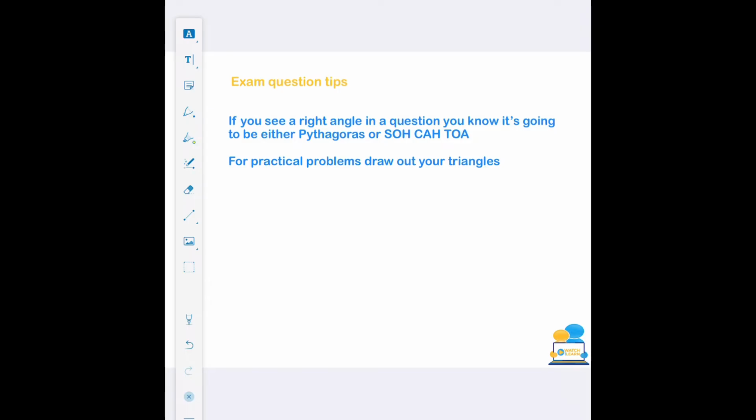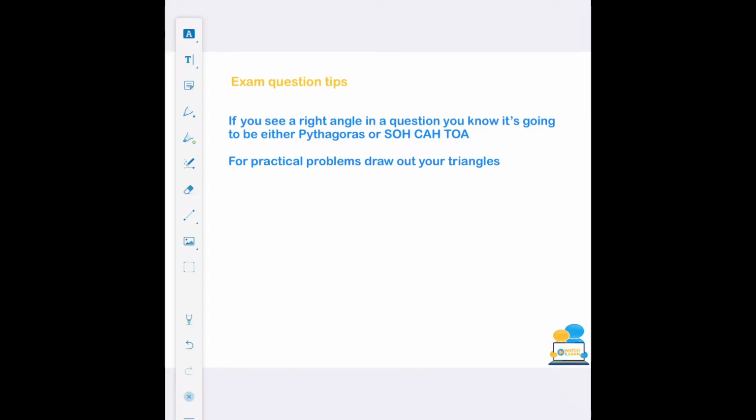So now moving on to some exam questions. Before we do that, we'll just have a few tips. So with the exam questions, if you see a triangle and it's a right angle triangle, you're going to be using Pythagoras or SOHCAHTOA. There is another section of the course, geometry, but that will involve triangles that are not right angled. So the second you see a right angle, your thought process is going Pythagoras and SOHCAHTOA. And then just my last tip for the practical questions.